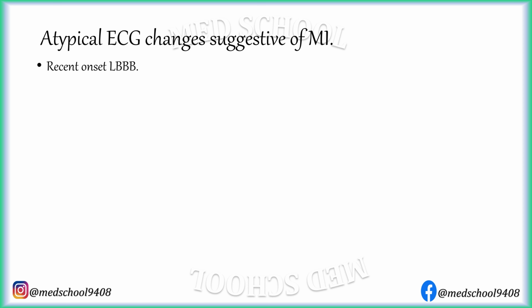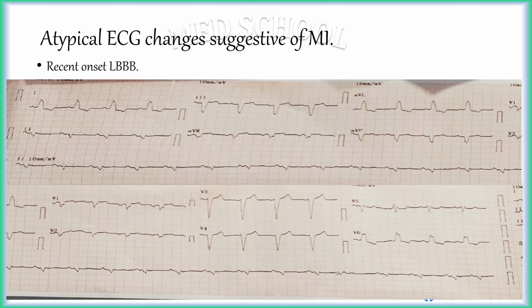There are some atypical changes which also suggest myocardial infarction. Recent onset left bundle branch block or LBBB is one of them. So ECG like this can indicate MI, provided baseline ECG is available for comparison and does not have LBBB features. Only then LBBB can be called as recent onset. If you want to learn more about LBBB, you can check out this video.